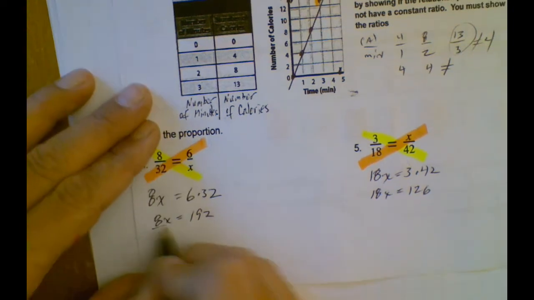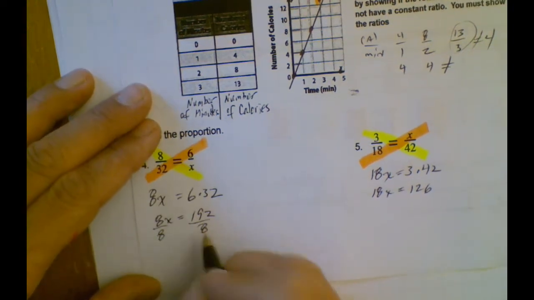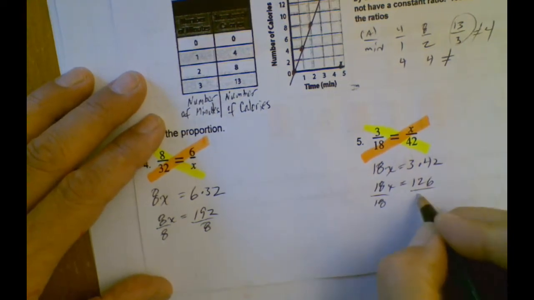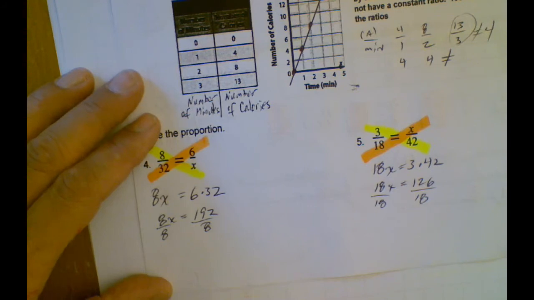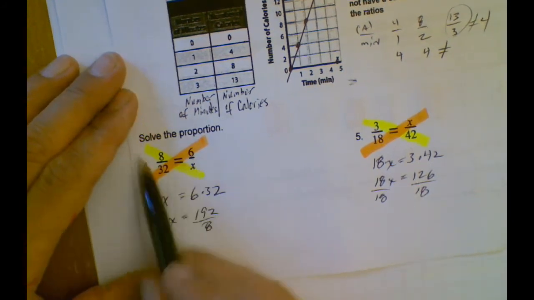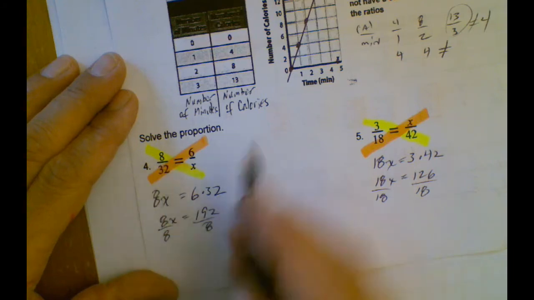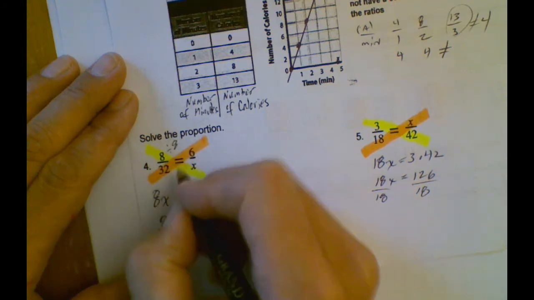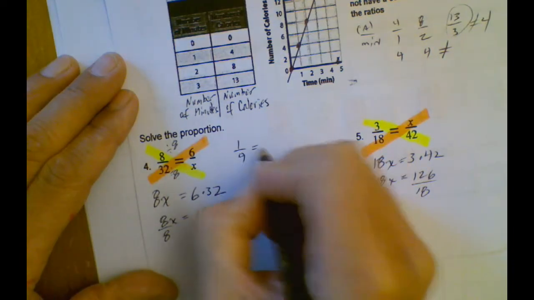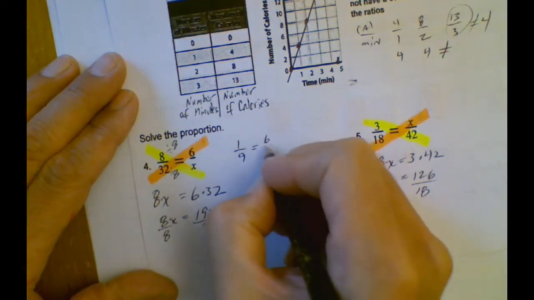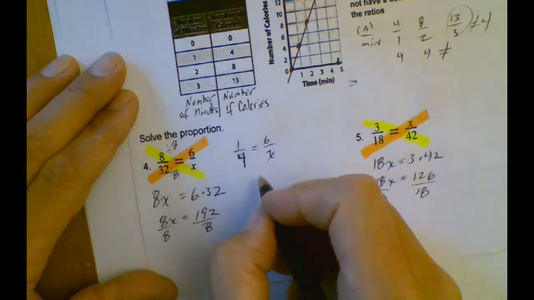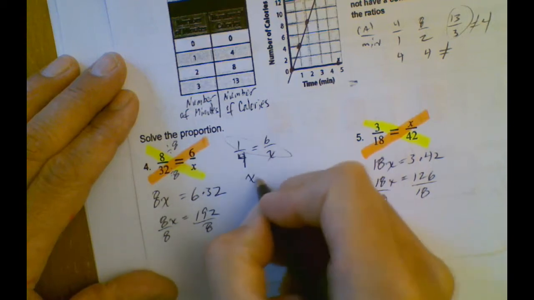Then I have to divide both sides by 8, because that's what I'm multiplying x by. This side I divide by 18, because I'm multiplying x by 18. So I have these division problems, which I could do. Or I can go back to my original problem and ask, can any of this simplify? Yeah, these are both divisible by 8, aren't they? So this problem is the same thing as 1 over 4 is equal to 6 over x. That's a 4, not a 9. And so if I do this cross product, I have x equals 24.